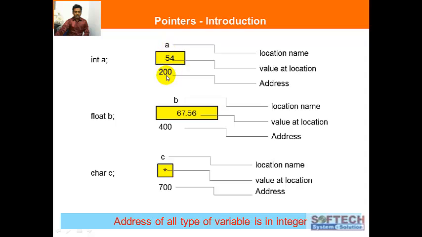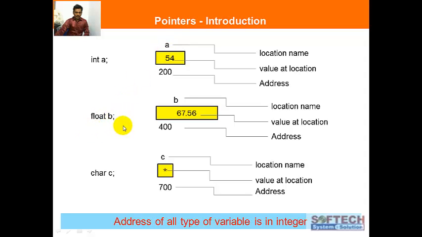So each and every variable, each and every device, each and every component of the computer has an address, and that address is given by the operating system at the time of booting. This is the memory address. So a variable has a location name, a value at the location, and an address.